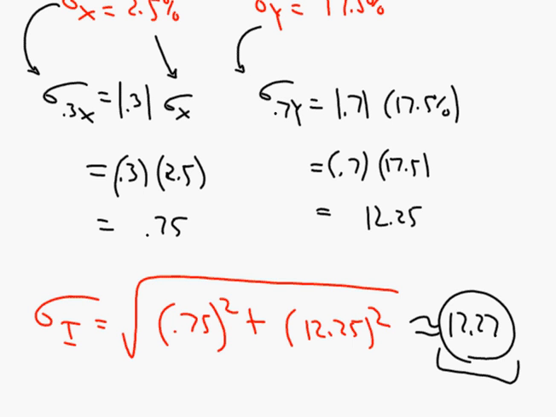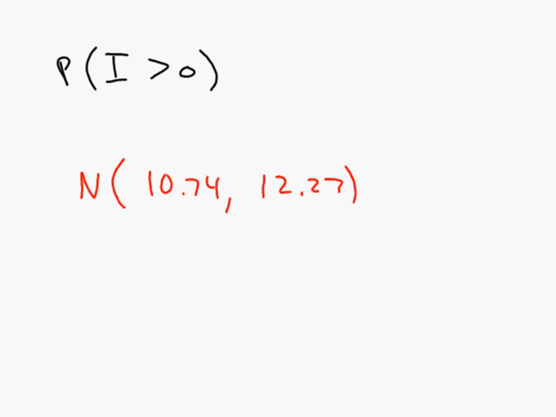Okay? So now we could ask the question, what's the probability that Jack's investment has a rate of return that's greater than 0? That's what we want to know, right? When you invest money, hopefully you get something for doing that. Well, we know the distribution is normal with a mean of 10.74 and a standard deviation of 12.27. We only know it's normal because the original distributions we added together were normal.